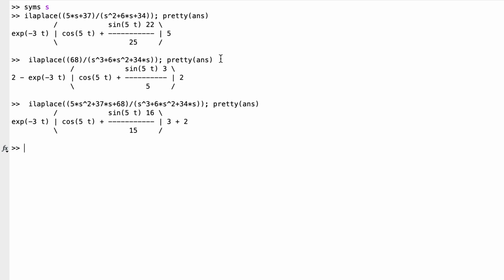This is the forced response right here. Again, you can go ahead and distribute to verify your solution. And this is the complete response. All I did was make these the same denominator and combine the tops. You can see where they come from: the 5s squared plus 37 plus 68. I combined the numerators and made the denominators even, so I made it all into one fraction. And then I did the inverse Laplace on this entire fraction, which couples the free and forced responses together.